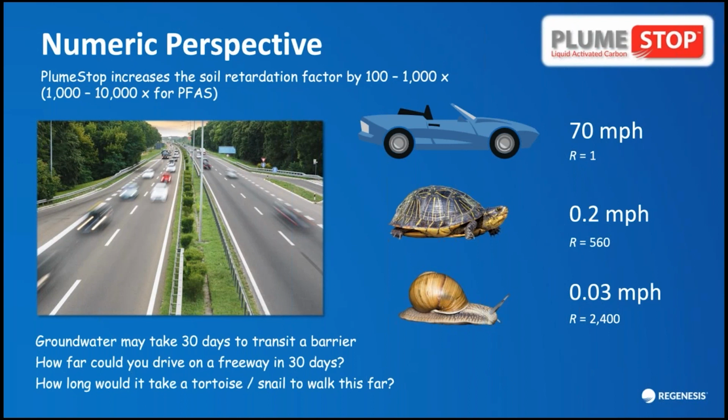So how far could you drive on a freeway in 30 days at 70 miles an hour, 24/7? And how long would it take a tortoise or a snail to walk or slide this far? That is numeric perspective. Even a weakly sorbing species would be a pedestrian to your Corvette. So that's what we're talking about in terms of barrier longevity and the slowing of contaminant migration with PlumeStop.